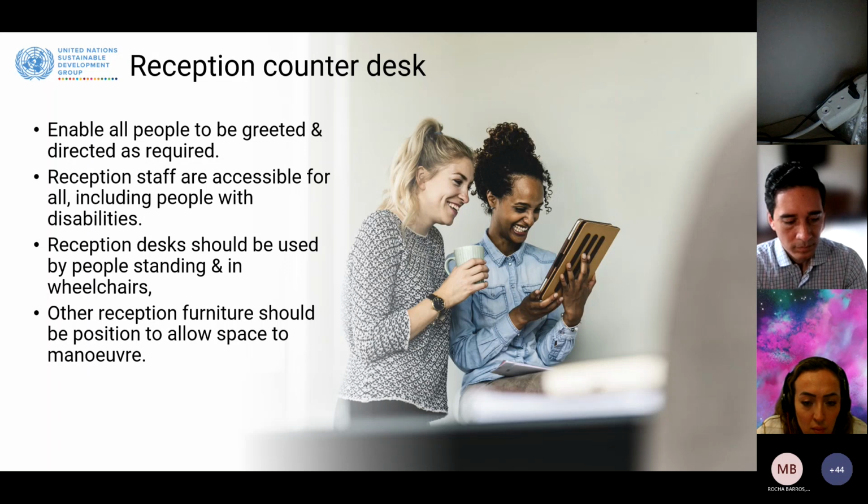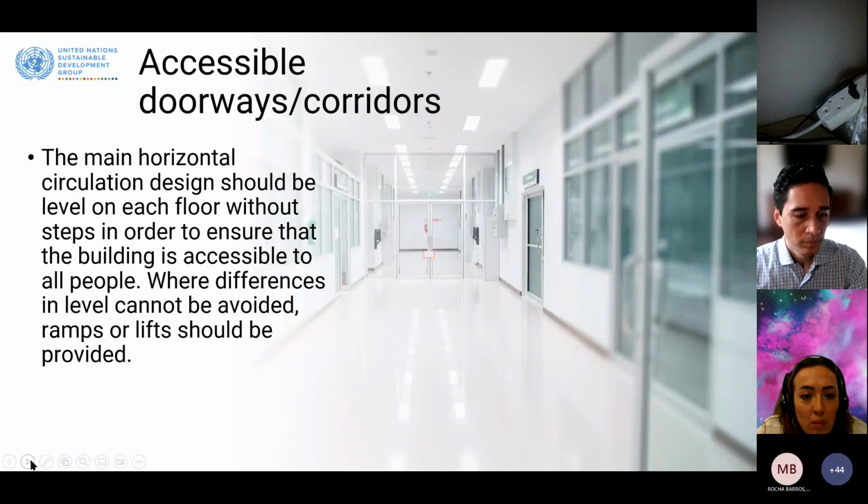Now we move to the next slide, which is about accessible doorways and corridors. Doorways and corridors are the main horizontal circulation space, or space that is used for moving and circulating through the building. They should be designed in a way that they are accessible to everyone. So they have to have the same level on each floor without any steps in between, in order to ensure that persons with disability and all the buildings is accessible by everyone.